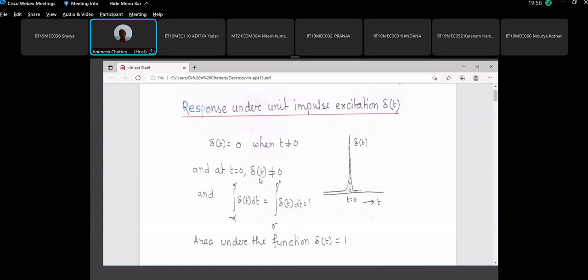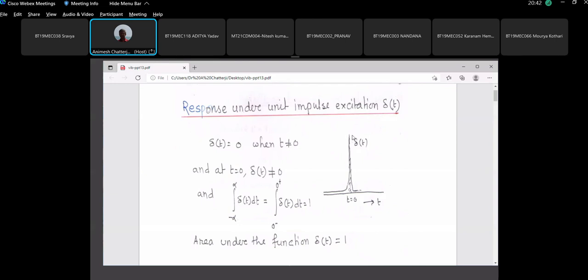Because the value of the excitation is zero everywhere except at one instant, t is equal to zero. So the value of the excitation is zero everywhere except at a single instant of time, that is t is equal to 0. Second, at t is equal to 0, it is not 0, but how much it is, we don't know. This is a very peculiar aspect of impulse excitation. We only know that at t is equal to 0, it has a high, non-zero value.